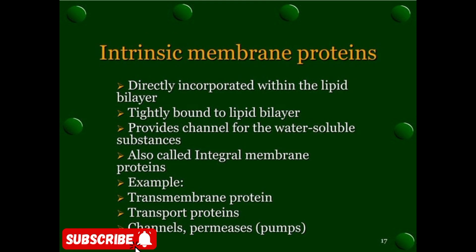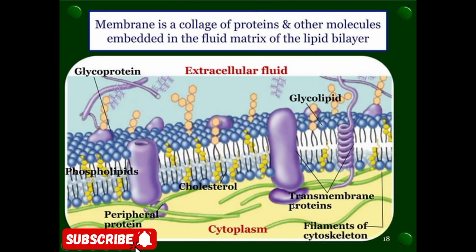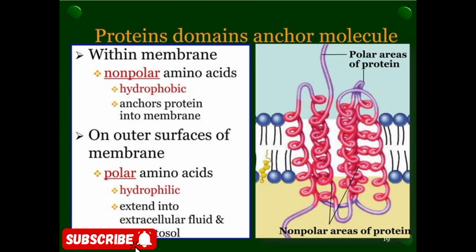Now, what is intrinsic protein? Intrinsic proteins are those proteins which are present within the lipid bilayer and tightly attached to the lipid bilayer, and they provide channels for water-soluble substances. They are also called integral membrane proteins. Examples are transmembrane proteins, transport proteins, channels, and permeases. In this diagram, you can see the intrinsic protein, extrinsic protein, and other conjugated molecules of the plasma membrane. Within the membrane, non-polar amino acids are hydrophobic.